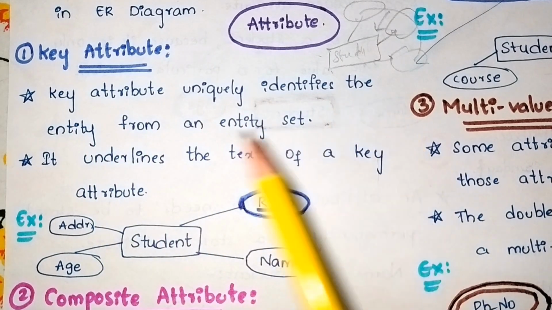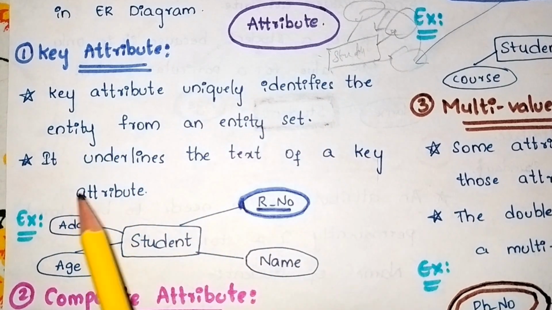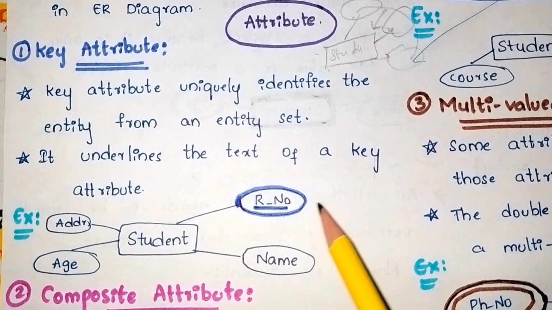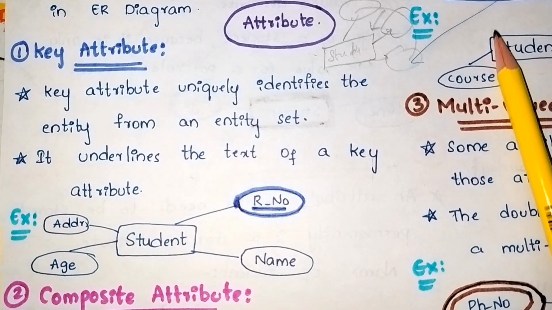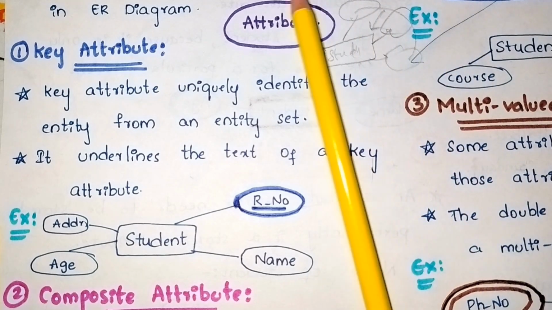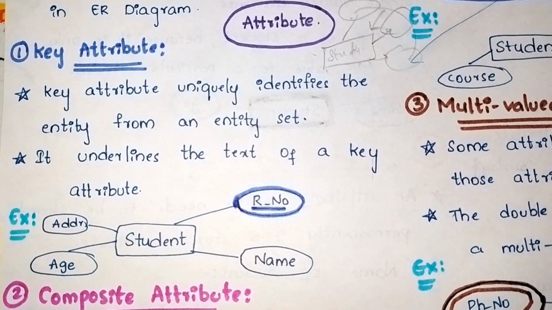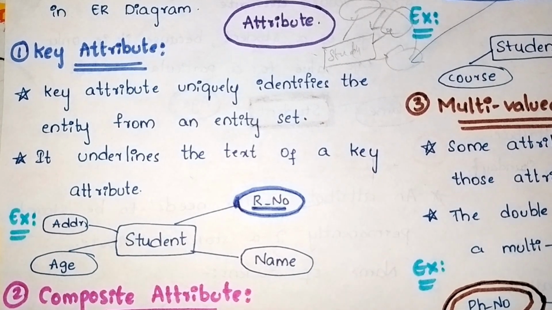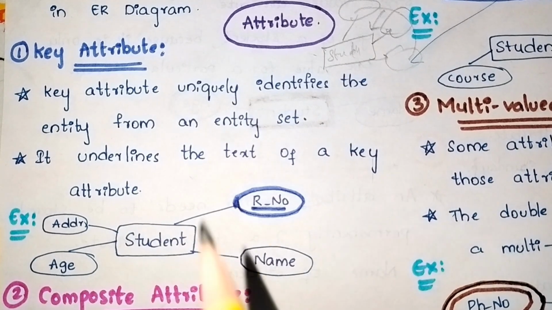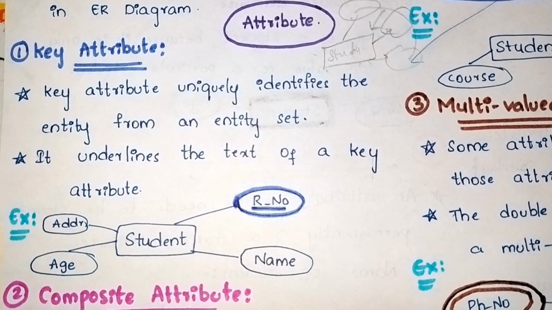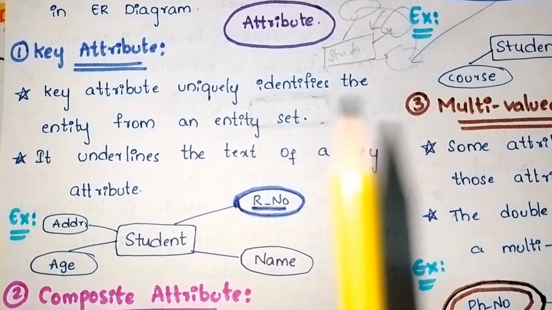Key attributes uniquely identify the entity from an entity set. The text of a key attribute is underlined. Key attributes are nothing but the primary key values. Primary key values are the ones which can uniquely identify the particular data of a particular student. Suppose in a class we have unique roll numbers for each person. These unique numbers are considered a key attribute for that entity. Here in the student, address, age, name may or may not be similar, but the roll number is unique for the student in a class.